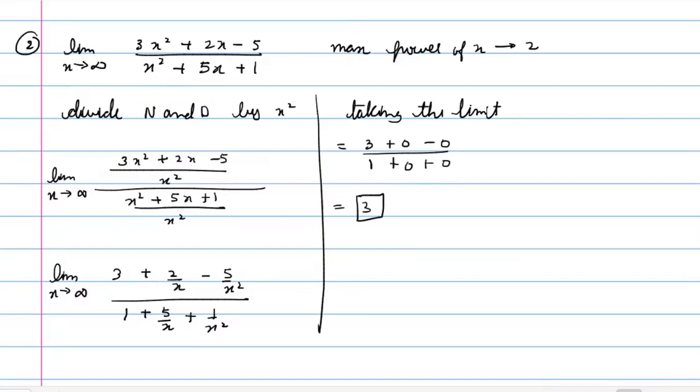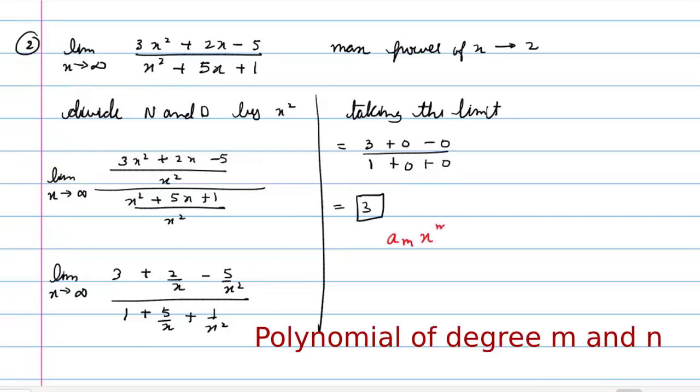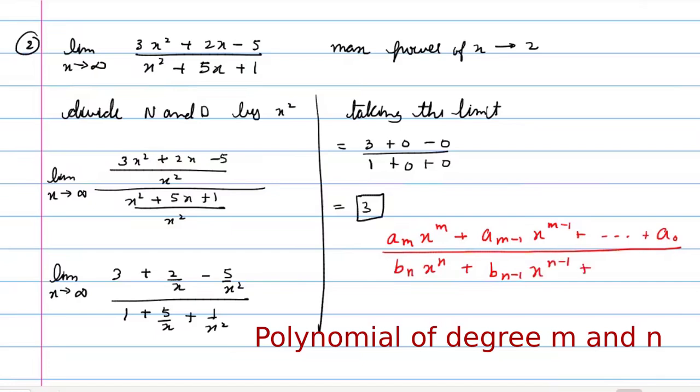Now, what I would like you to remember is you have a numerator which is, say, a raised to m, x raised to m, plus a raised to m minus 1, x raised to m minus 1, and so on, and a raised to 0. And you have b raised to n, x raised to n, b raised to n minus 1, x raised to n minus 1, and so on.